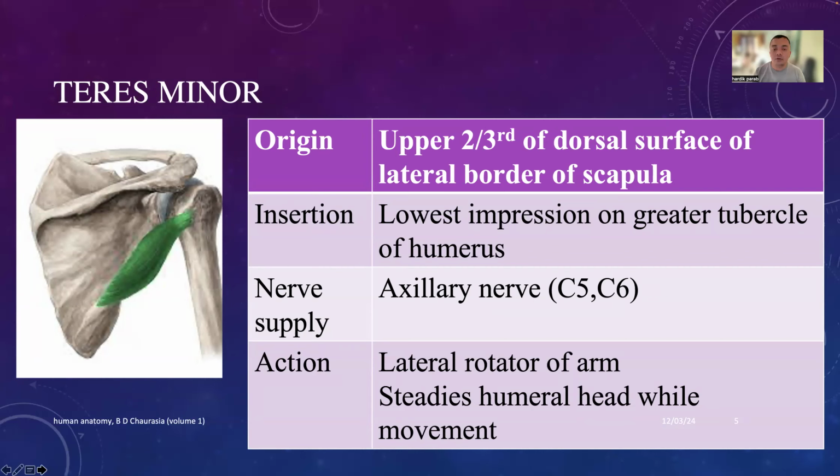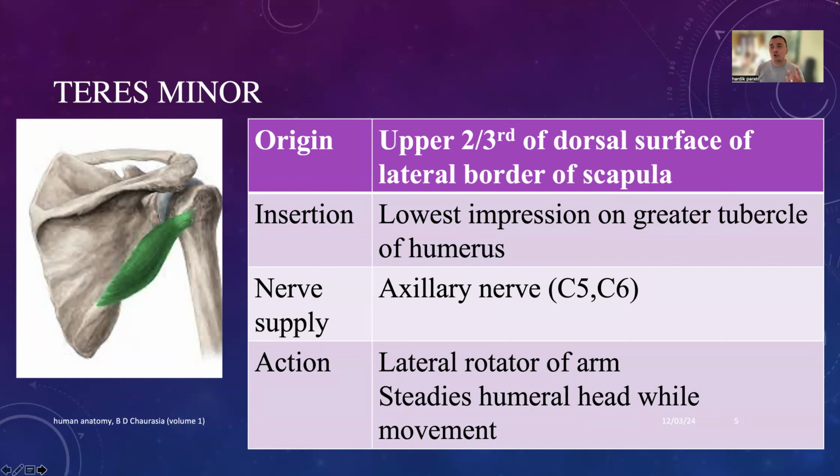It is inserted into the lowest impression on the greater tubercle of humerus. So lowest impression of the greater tubercle, upper में supraspinatus, middle impression में infraspinatus, and lowest impression में teres minor will be inserted. Now supply is done, supplied by axillary nerve, जिसका root value है C5 C6.